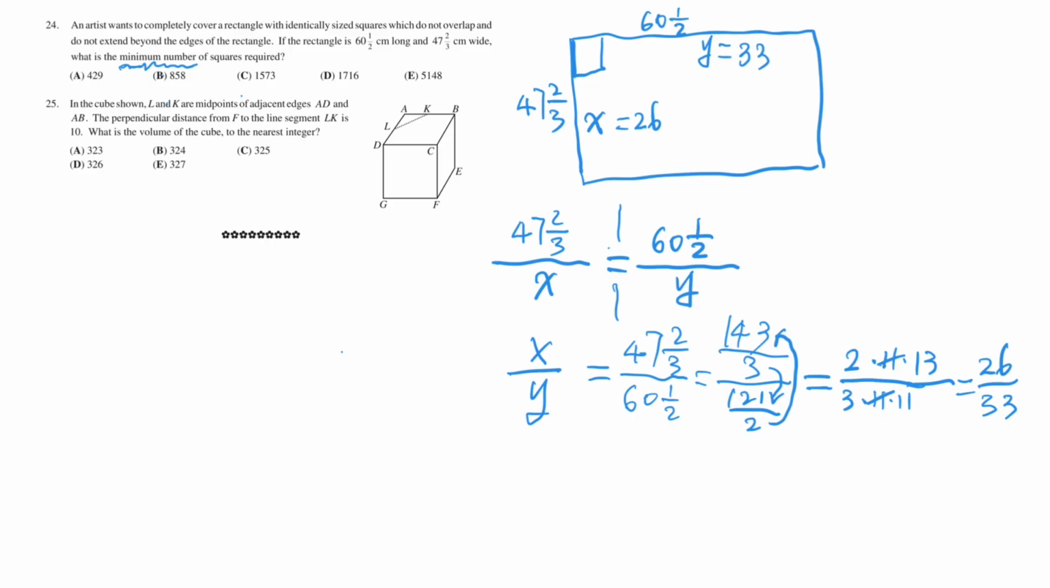So the total number of squares is the length 26 times width 33. That's the total number of squares. 20 times 33 is 660, plus 6 times 33, that's 198. The sum is 858. Therefore, the answer of 24 is B.